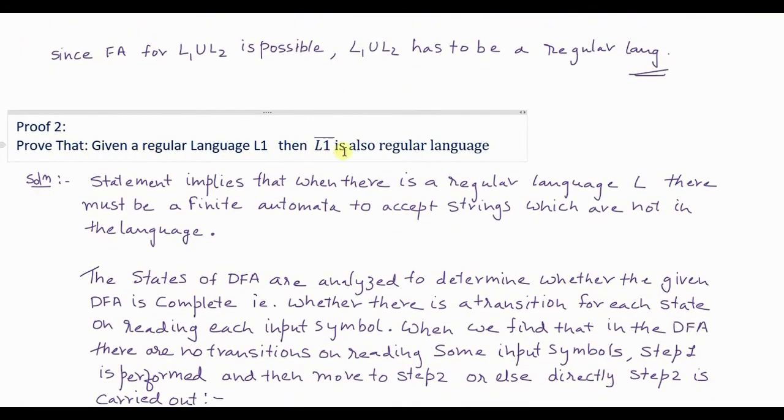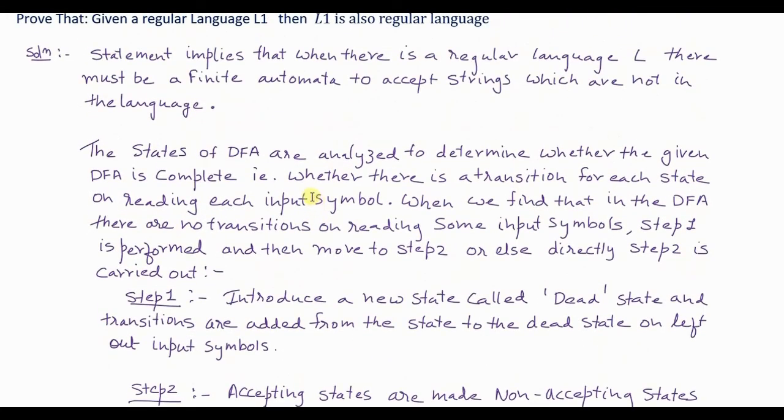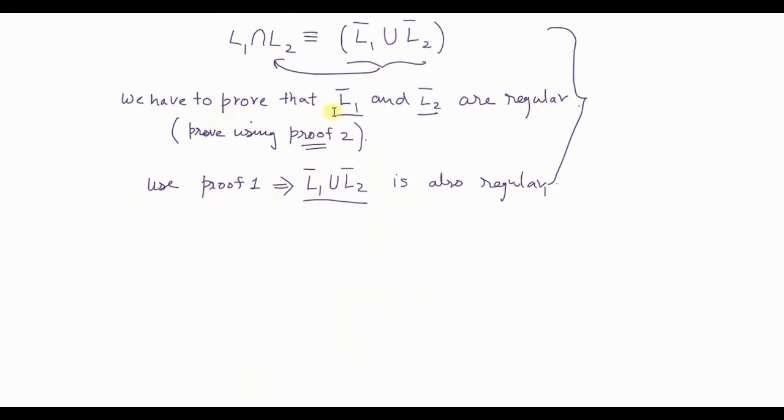Okay, what you all can do is use this proof number 2 to prove the result. So try to prove it for L1, and then you can say similarly L2 bar is also regular. That's what you can say. So you have to do it here. Okay. Now once you have proved that L1 bar and L2 bar are regular, then what do you do?